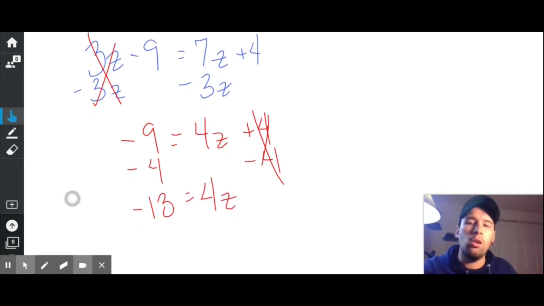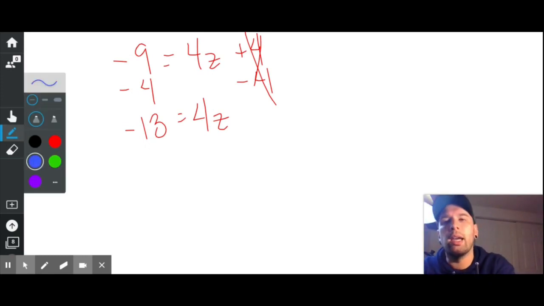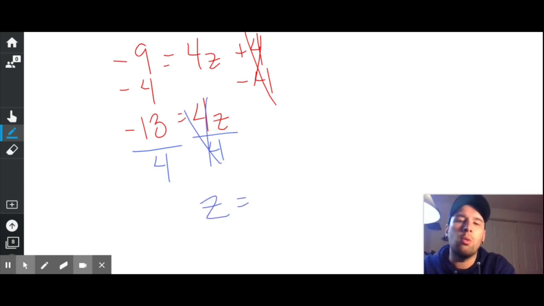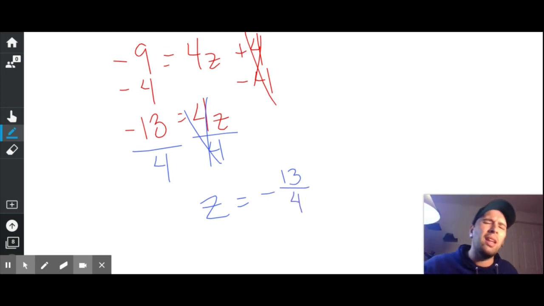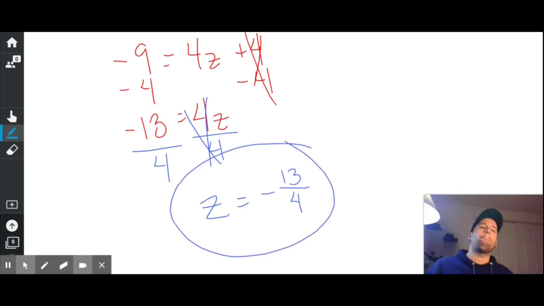Is z all by itself? No. What is in the way? 4. Divide by 4. Cross you out. And z equals negative 13 over 4. Or that would be negative 3 1/4 or negative 3.25. Either way, that's what I got.